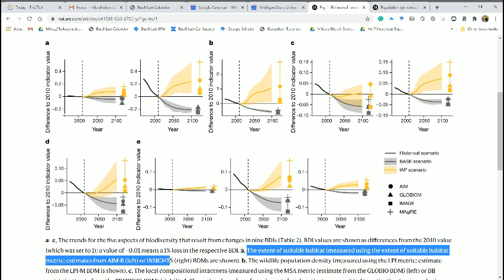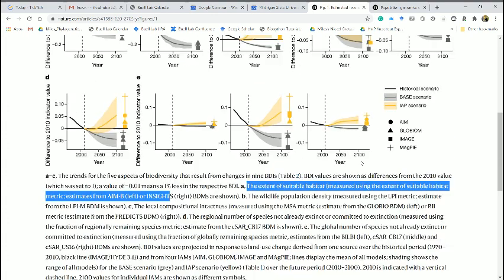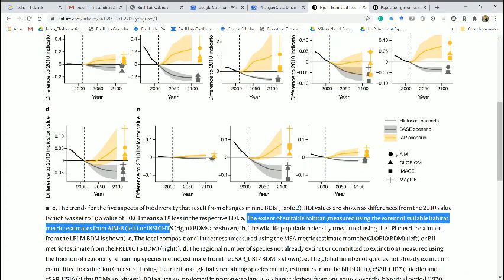I have no idea what this scale refers to, so I don't know if this difference here is very significant or not. Although in this scenario over here, the difference looks much more significant between these two different lines, which I think are okay. And so they have these different estimates of suitable habitat right here, which they have just a bunch of long acronyms for. Could refer to various organizations or something like that.